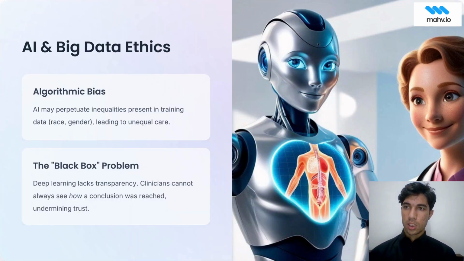So then comes AI and big data ethics. We talked about algorithmic bias and how an algorithm can be skewed against a certain group of people because of the biased data it has been fed. So AI may perpetuate inequalities present in training data based on race, gender, or any other measure, leading to unequal care for a certain group or marginalized group of people.